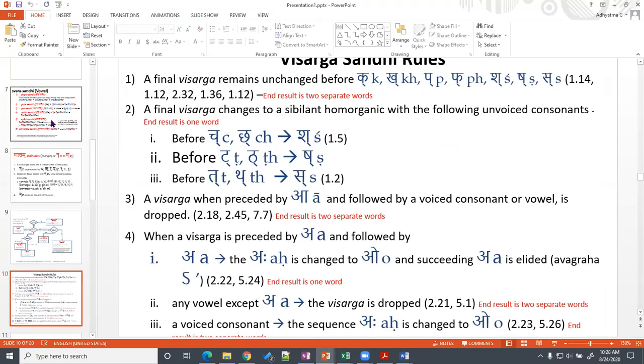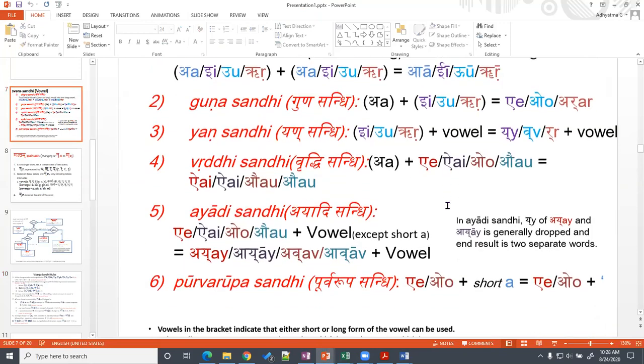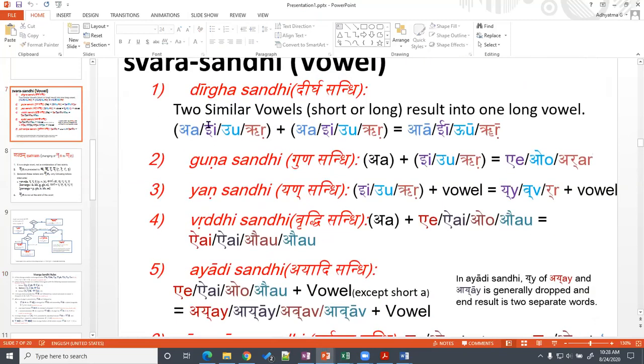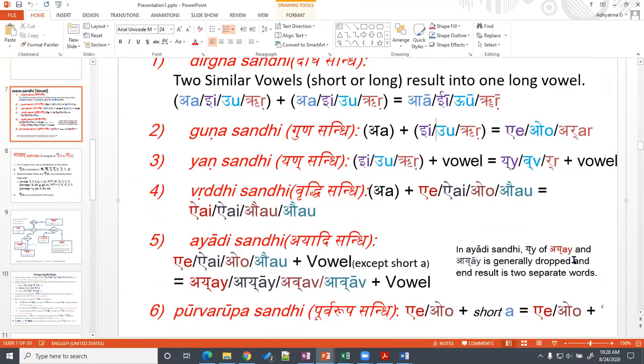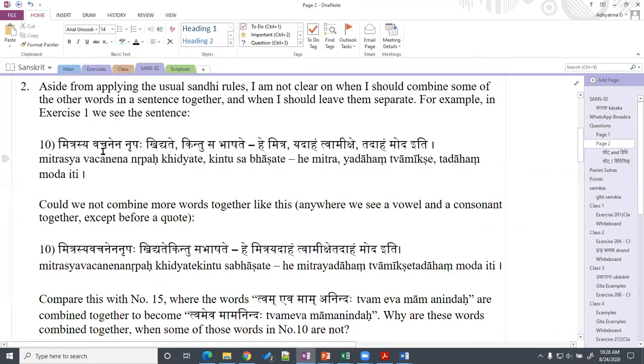Similarly in the visarga vowel sandhi, we had two similar vowels resulting in one long vowel. When it is one long vowel, then of course it's one vowel, so there is no question of separation. But in the case of Ayadi Sandhi, the end result is two separate words if you choose to drop the yakara. So if you follow this principle, that generally when a word ends in a vowel, you do not put it together with the following word. That's why you will not generally find this kind of construction in the books.